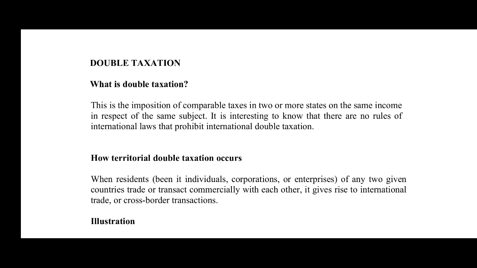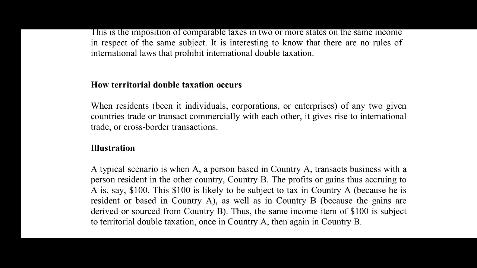Now, how does double taxation occur? When residents, be it individuals, corporations, or enterprises of any two given countries trade or transact commercially with each other, it gives rise to international trade or cross border transactions. And this may in turn lead to double taxation, where if a resident remits money to his country, he's being taxed, but was also taxed in the country where he went to transact the business.